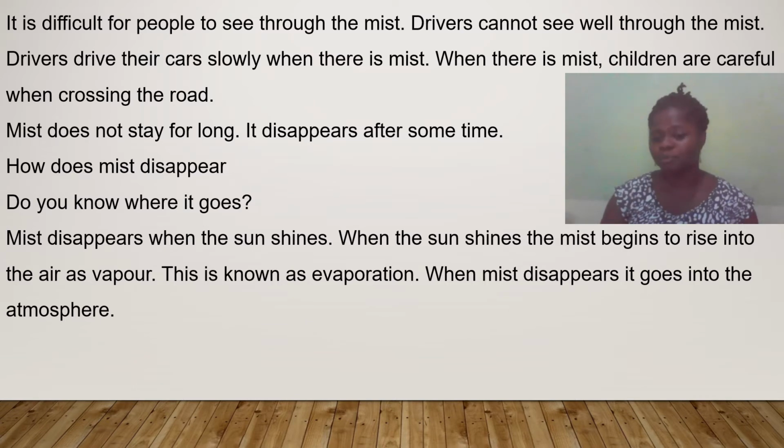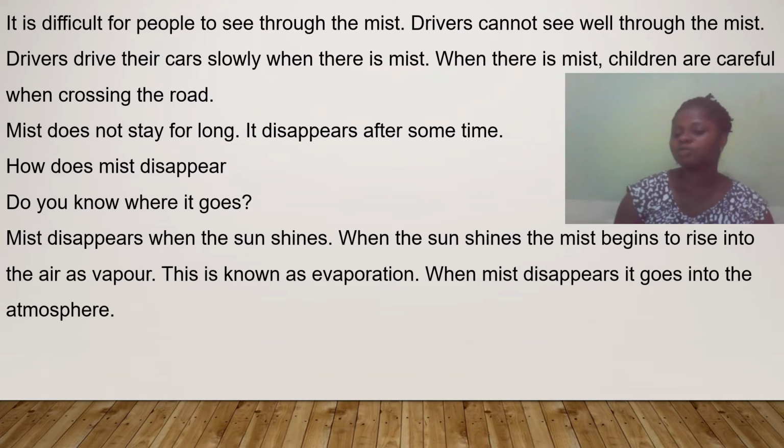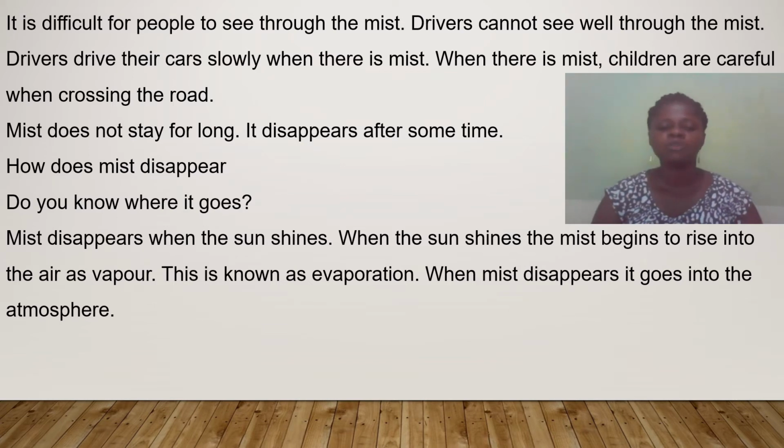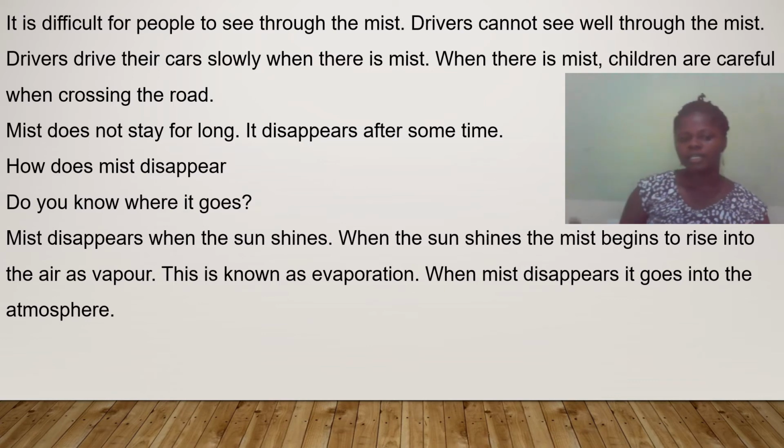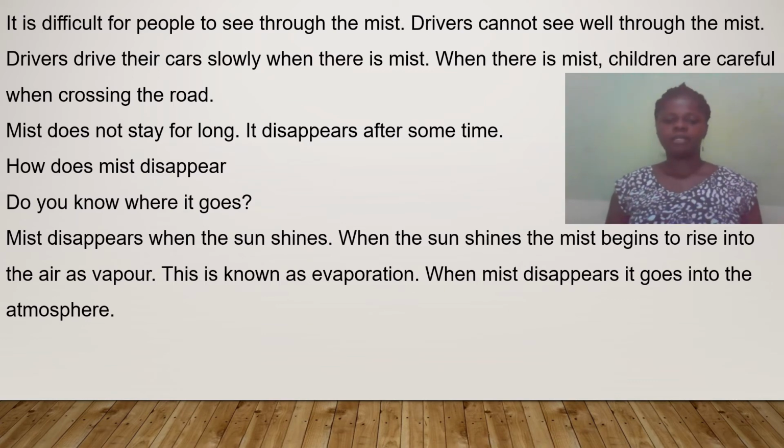But where does it disappear to? Do you know where it goes? How does it even disappear? Now let me tell you. You see, the mist is like gas, okay. So it's like smoke, and it's made up of droplets of water, like I mentioned earlier. So what happens is that when the sun shines, the mist begins to rise into the air as vapor, okay. This is known as evaporation.